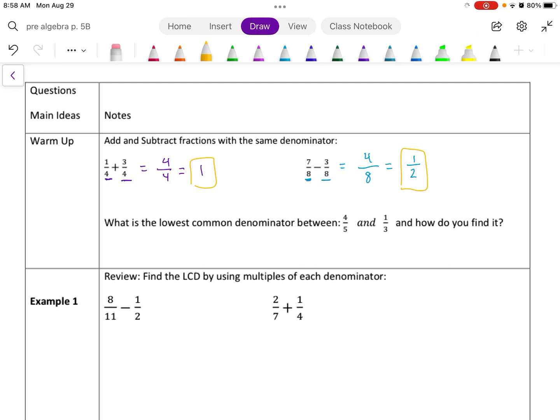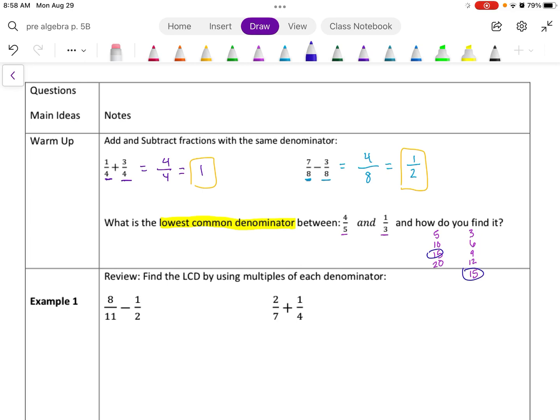So when they have a common denominator, we can combine them. When they don't have a common denominator, we need to figure out what is the lowest common denominator. So for example, if we wanted to find the lowest common denominator between 4/5 and 1/3, how would we find it? Well, we need to think about 5 and 3 and what 5 and 3 both go into. So let's say 5 goes into 5, 10, 15 and 20. 3 goes into 3, 6, 9, 12, 15. Look at that, they both go into 15.